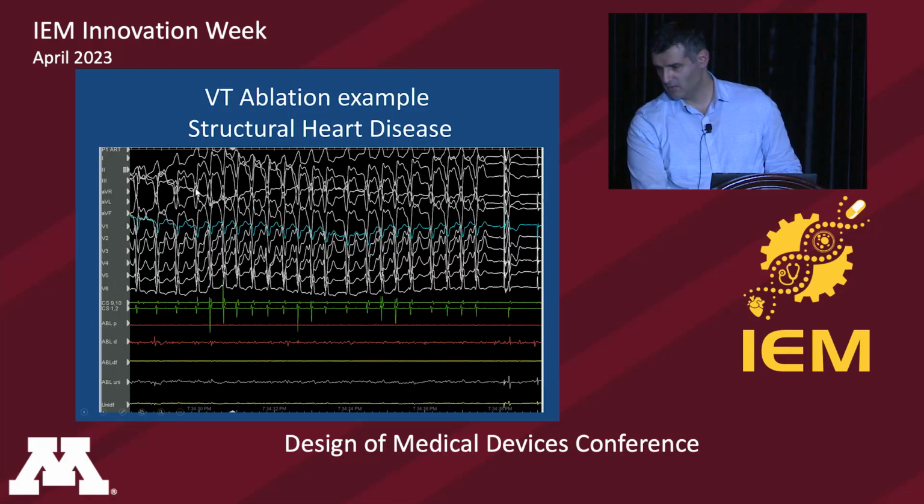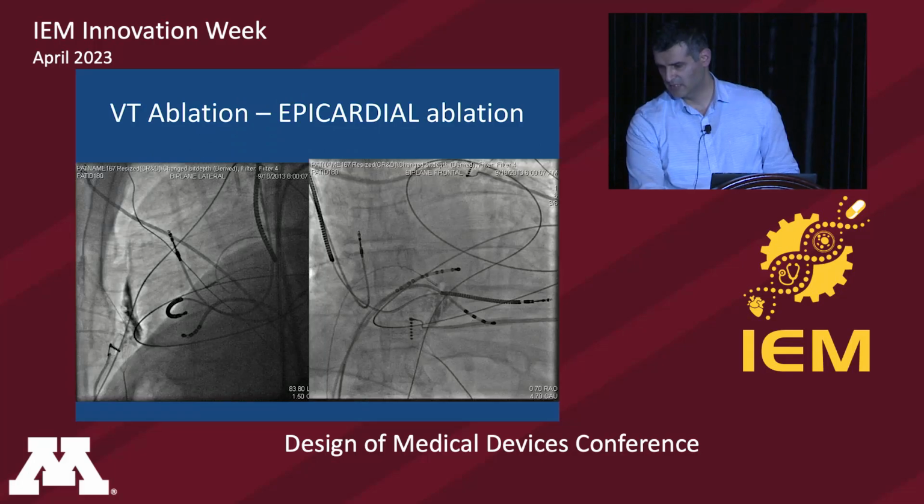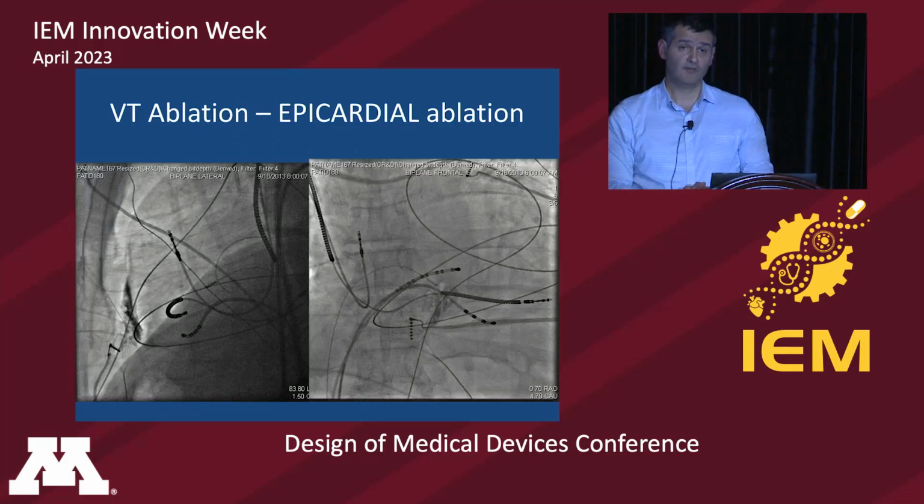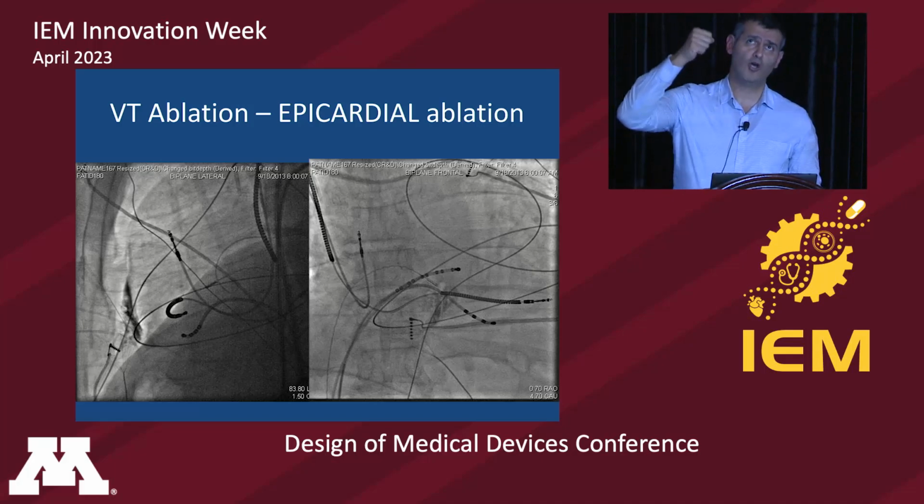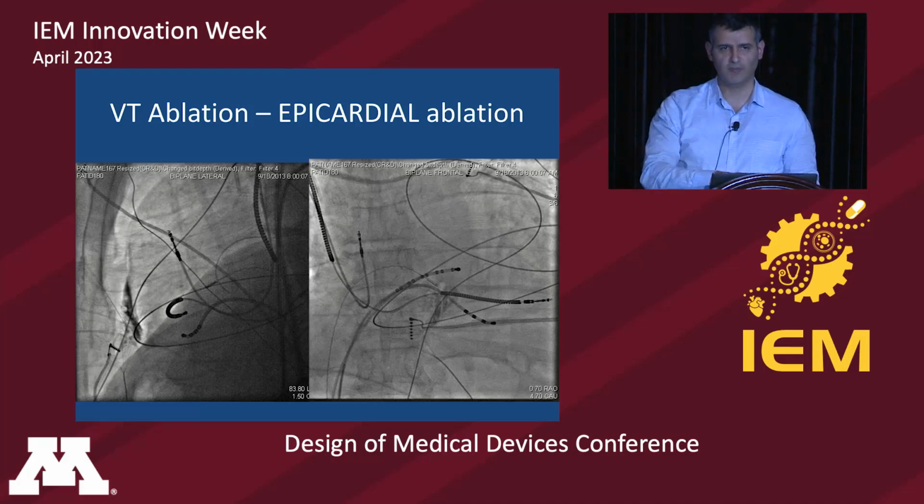Okay, so here we do ablation, and we see it terminate about a few seconds after the start of the ablation. Now, some circuits, though, this is a circuit that we saw on the inside of the heart, and RF typically can cause a lesion that's about 3 to 4 millimeters deep. You can't go more than that. You can't deliver deeper energy than that.